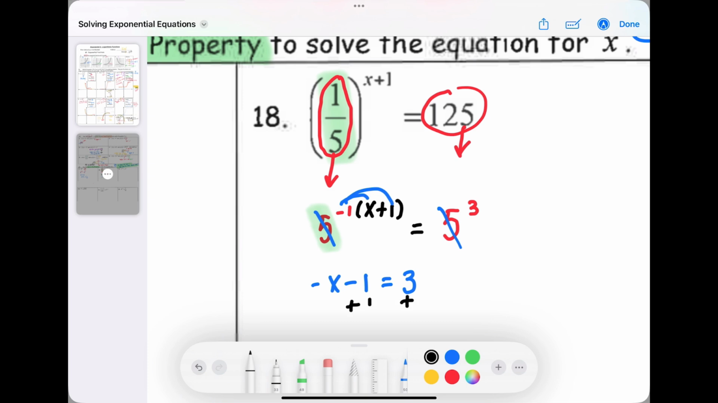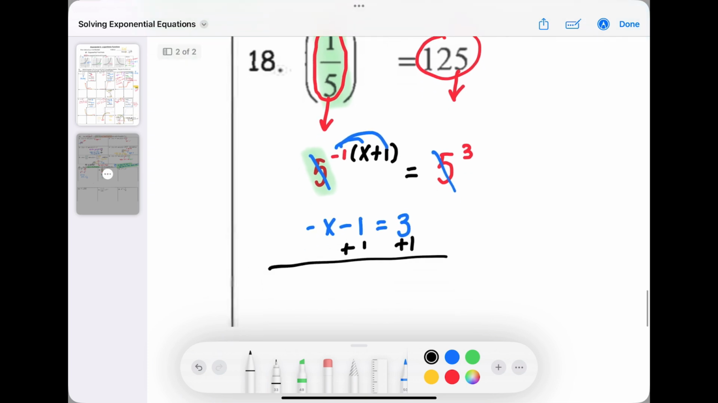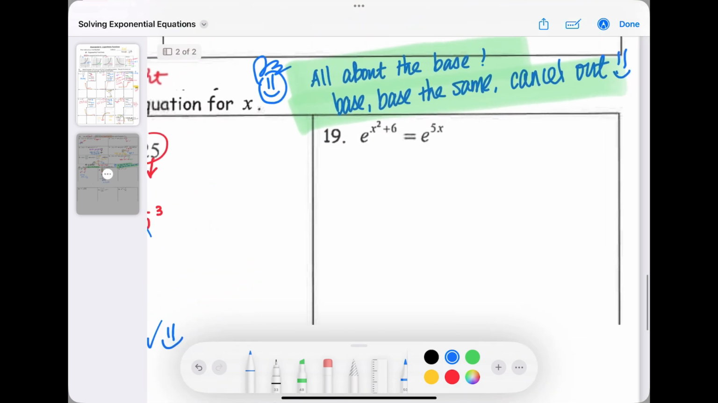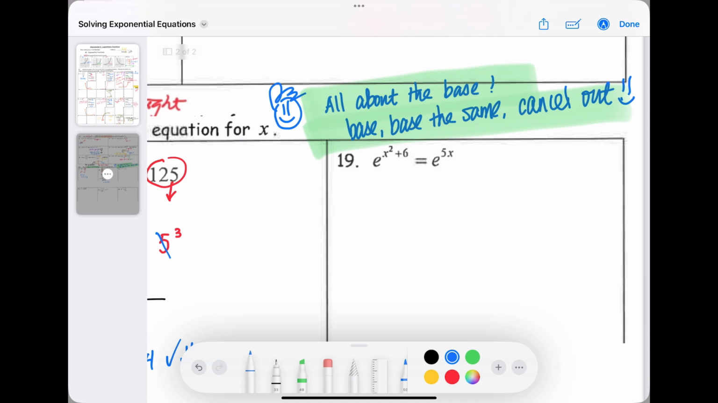Housekeeping. There are many ways to do that. You can add 1 to both sides, and you get negative x equal to 4. But remember, I don't want negative x. I want x equal to what? So therefore, I can divide both sides by negative 1, and that gives me my final answer. As you can see, x equals negative 4. Perfect. No calculator.